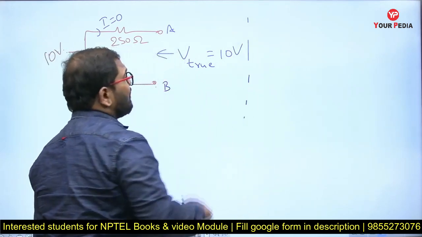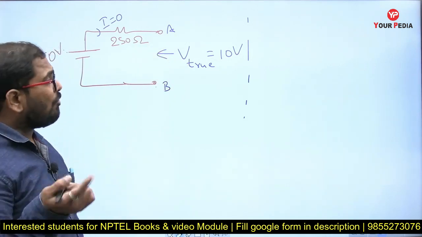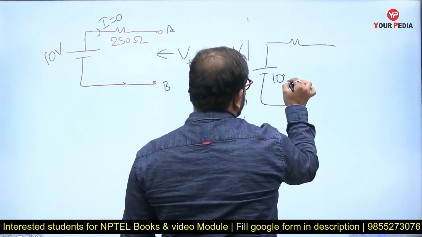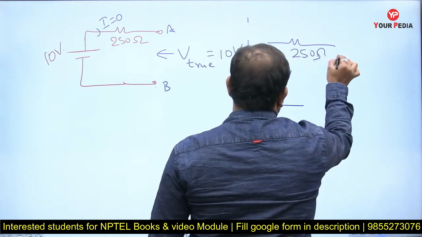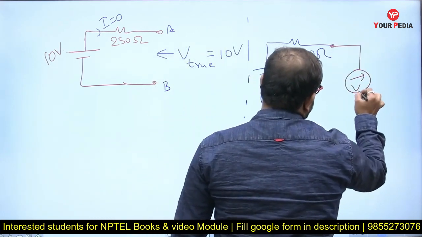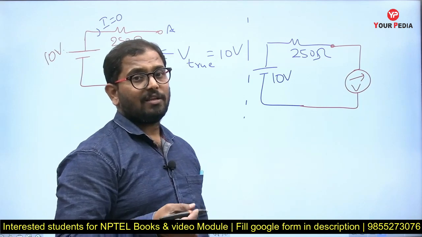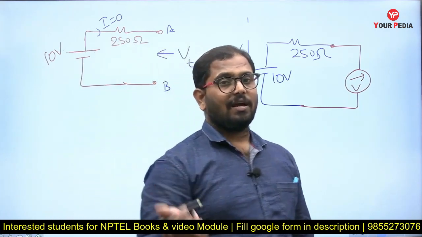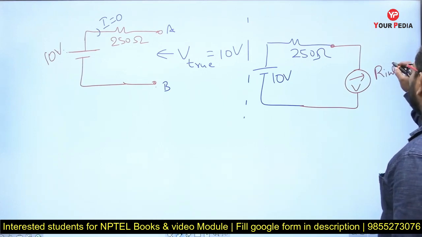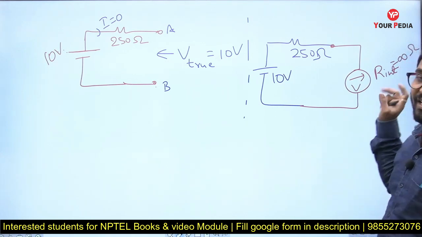If nothing is mentioned about the connections or the open circuit condition, then you need to take the same electrical equivalent circuit, but connect a voltmeter. How much internal resistance is there for this voltmeter? For a voltmeter, internal resistance will be very, very high. So here, we'll take the internal resistance as infinity ohms, near to infinity. Practically, it will be very, very high, near to infinity.